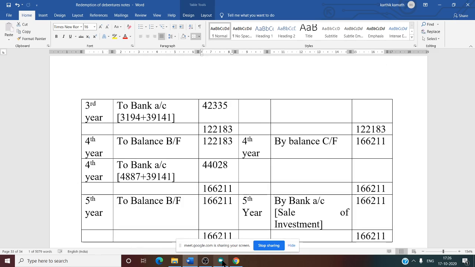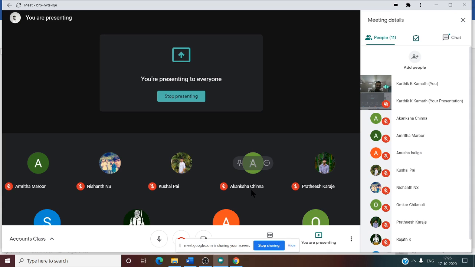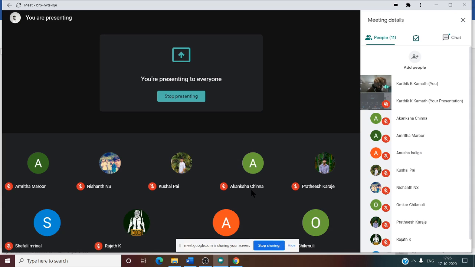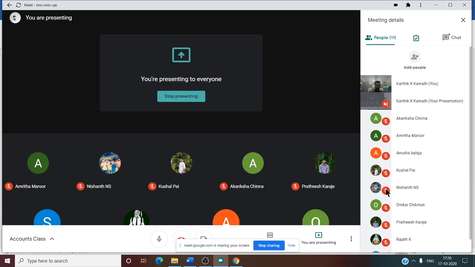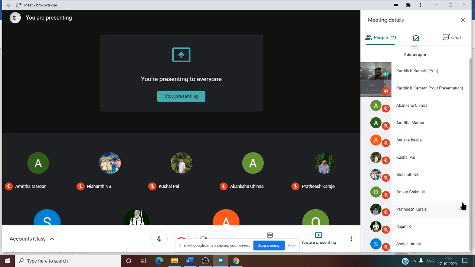Have you understood this? It is similar to the previous problems, but the only thing is that here you need to prepare only two accounts. That's it. No other calculation, no other adjustment. Any doubt regarding this question? This is a 12 mark type of question. Any doubt regarding this one?